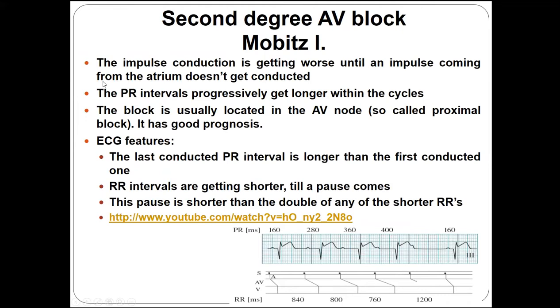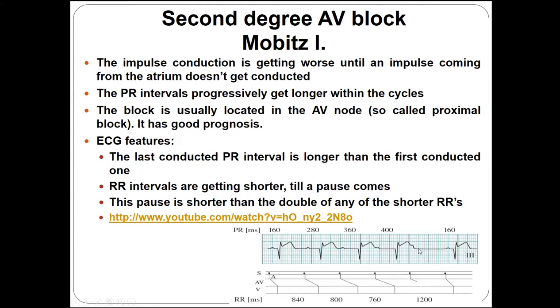When we have Mobitz type 1, it means that the impulse conduction through the AV junction is worsening. So it's getting longer, longer, longer. Once it is not conducted, the P is not followed by QRS. So when you look at the PR interval, it is getting longer, longer, longer, not conducted, then start from the beginning, normal, longer, longer, not conducted. So this is one thing. And that's very easy. But the PP intervals are constant.